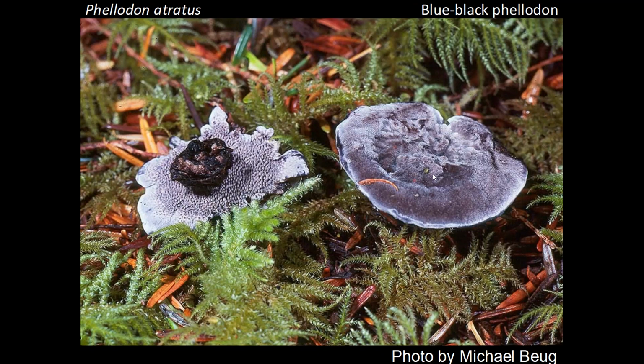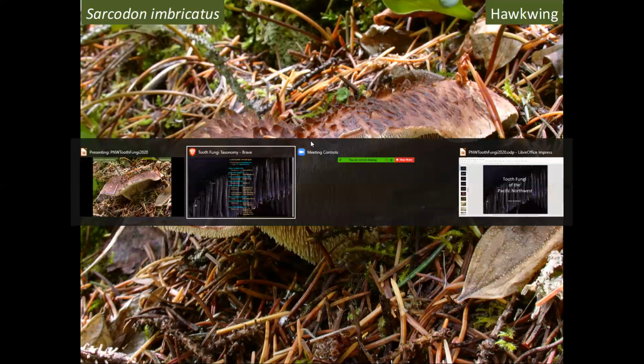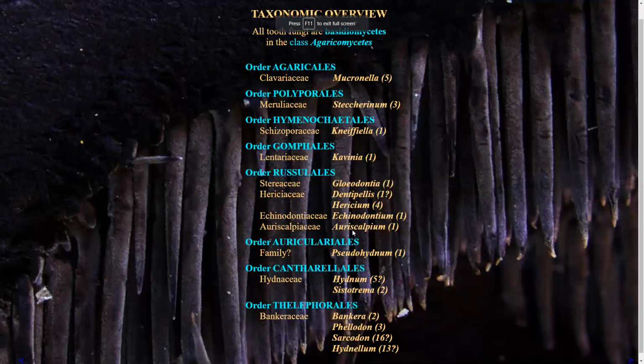All right, that's it for Phellodon. Only 3 species. 2 Bankera, 3 Phellodon. The vast majority of the toothy fungi in the Bankeraceae are in the genera Sarcodon and Hydnellum. Now, if we could flip back to this slide, we see that there are maybe 16 species of Sarcodon that have been identified here, and 13 species of Hydnellum.